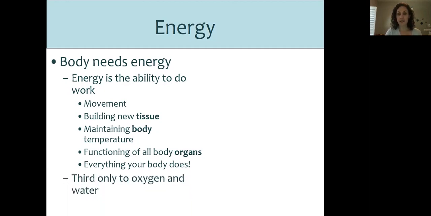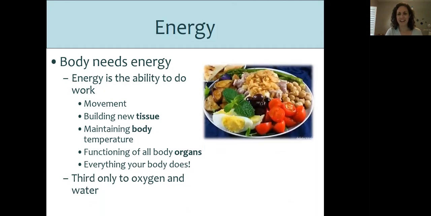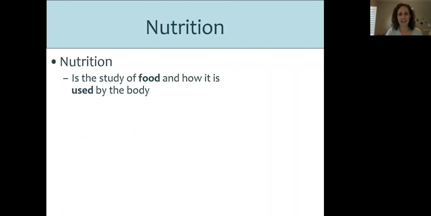And again, it's third only to oxygen, right? We need water, we need food, which is our energy, and then we need air. We need all those things. We need oxygen, water, food. So nutrition is really the study of food and how it's used by the body.